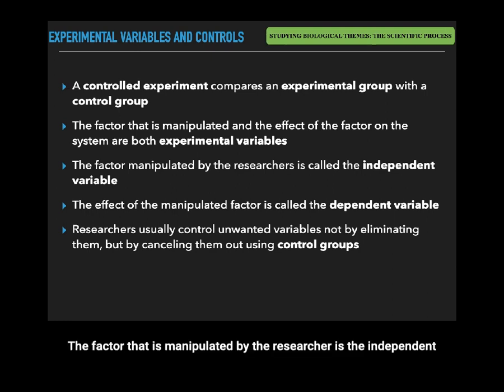The factor that is manipulated by the researcher is the independent variable. And the effects of the independent variable on any system are considered experimental variables. The effect of the manipulated factor is called the dependent variable. Researchers usually control unwanted variables not by eliminating them, but by canceling them out using control groups.